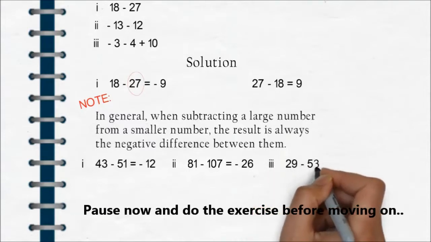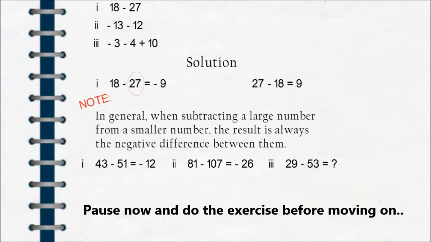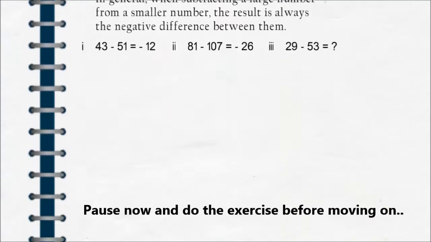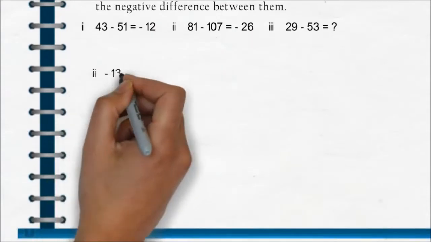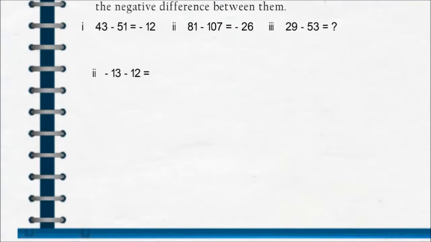I would ask you to find out what is 29 minus 53. Find that out quickly and pen down your answer. So let's move on. Now, number 2 is a case of subtracting from a negative number.